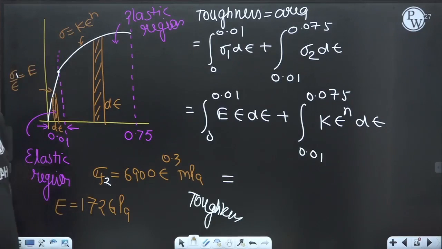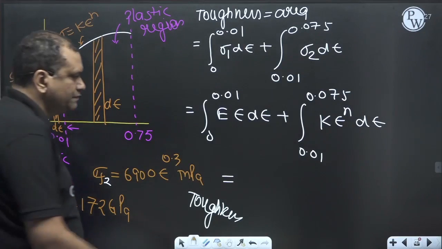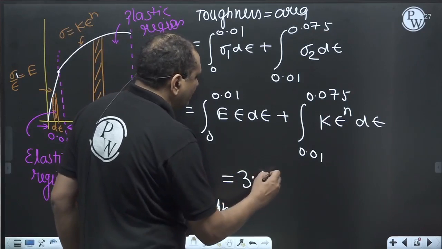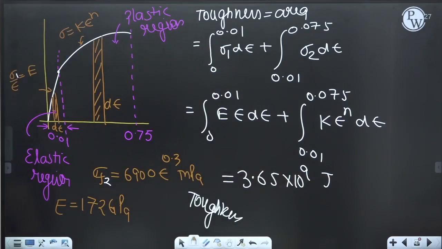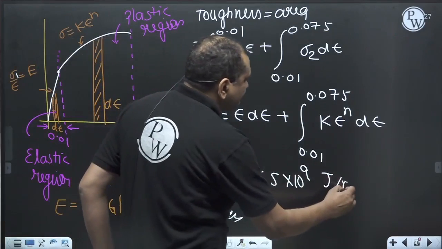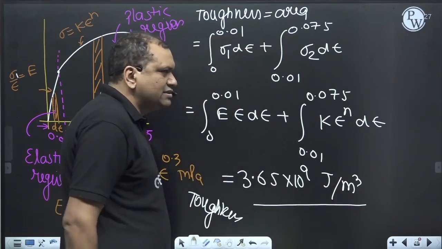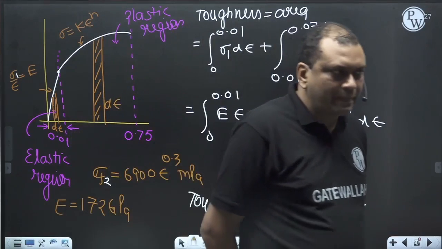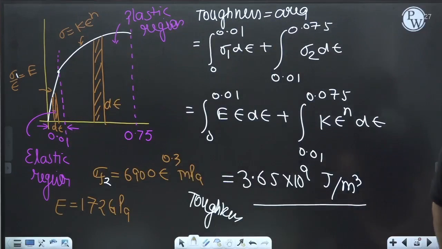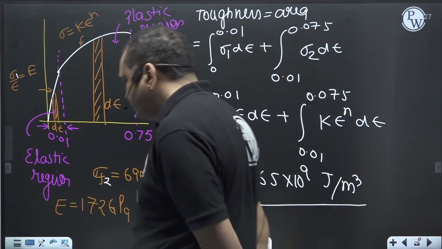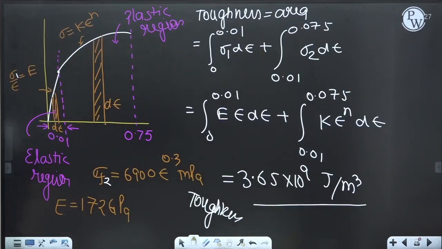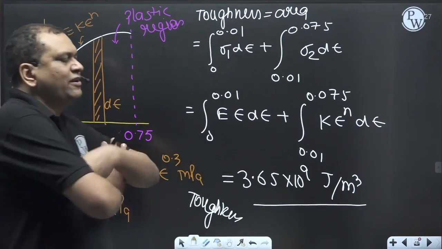This answer we have calculated as 3.65 into 10 raised to power 9 joules per meter cube. That is the answer that will come. Check if it is okay. It was a really very beautiful problem.